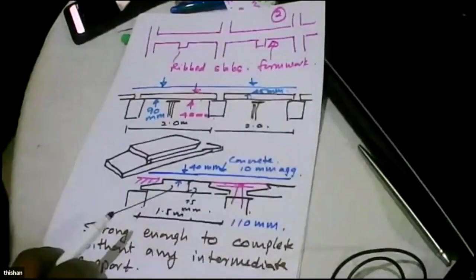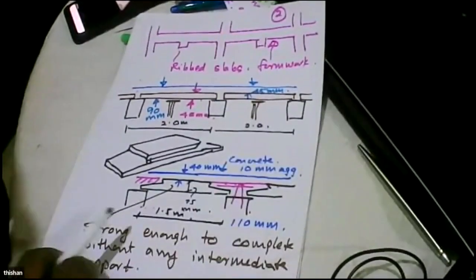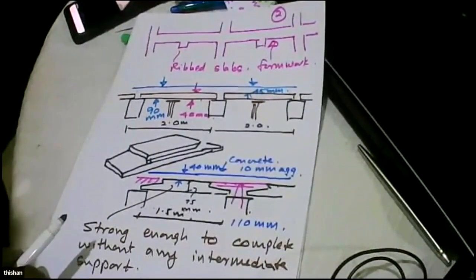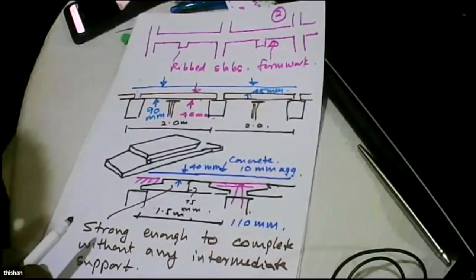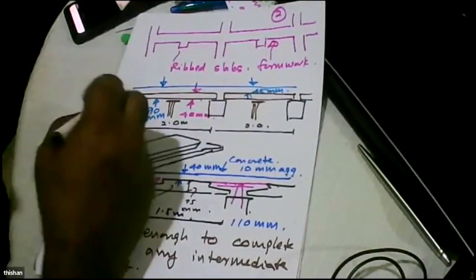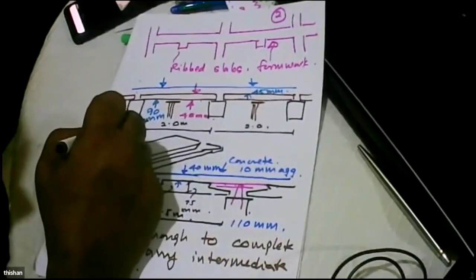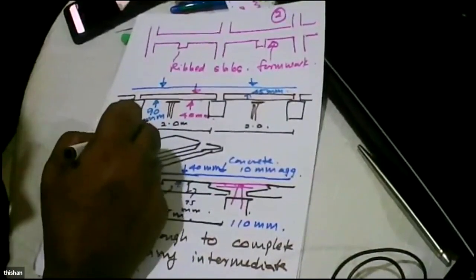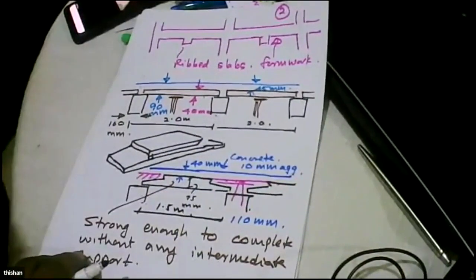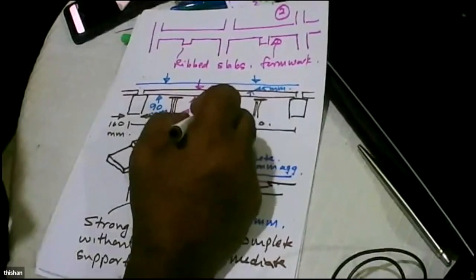Then we looked at the modern requirements of Eurocode. We looked at the fire requirements of Eurocode, and what we found was Eurocode recommends a minimum width of 160 millimeters, if it is simply supported. If it is made continuous, you can go for a lesser width.